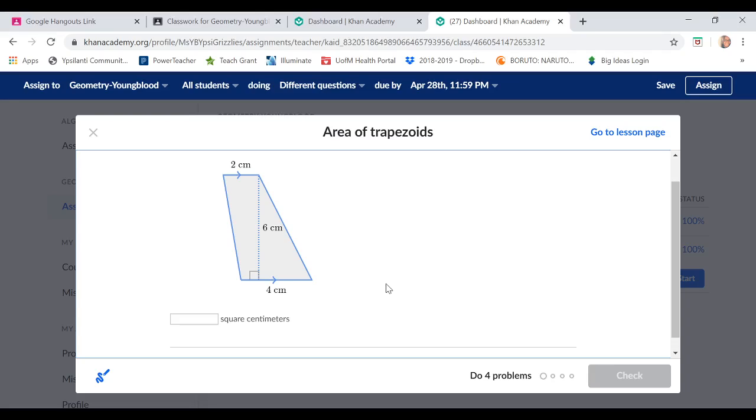So you can kind of think of the area of a trapezoid as the area of a rectangle and triangle combined. So I'm going to copy this and put this in the notes. So give me 1 moment.